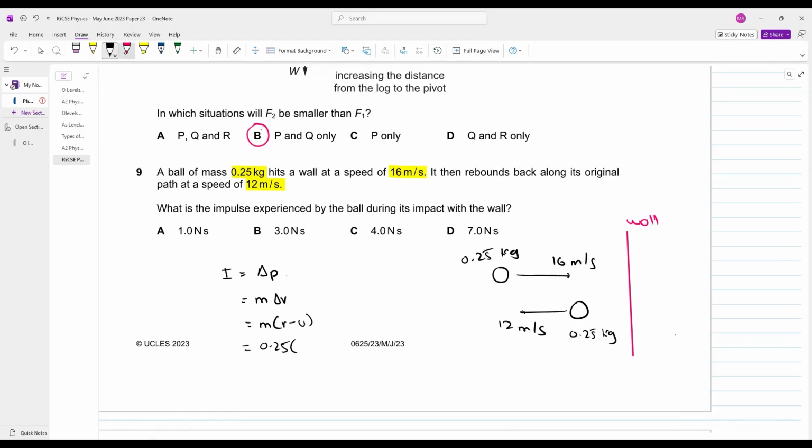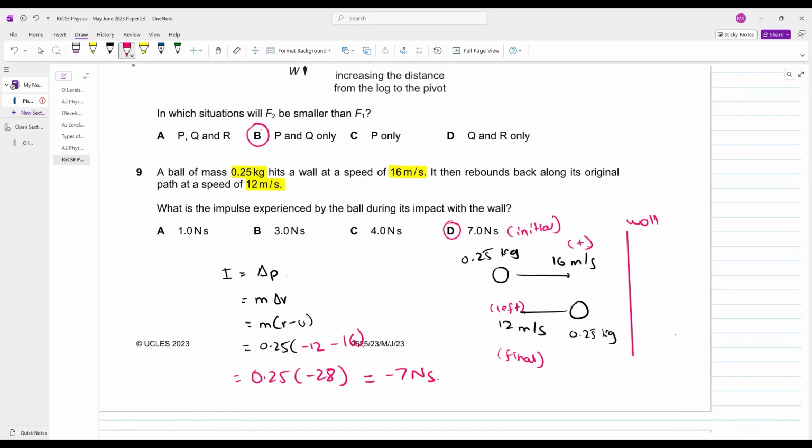This is your final velocity, acting towards the left. Beta, this final velocity is acting towards the left. We will take it as negative 12. This initial velocity is acting towards the right. We will take it as positive 16. What does your answer come out to be? 0.25 into negative 28. Tell me the answer. Negative 7 newton seconds is coming.